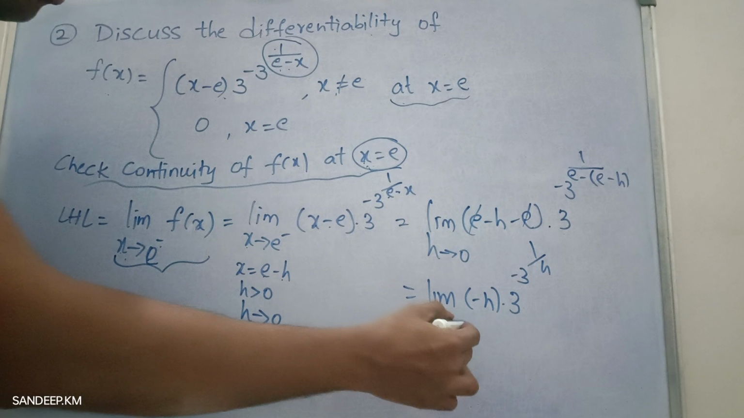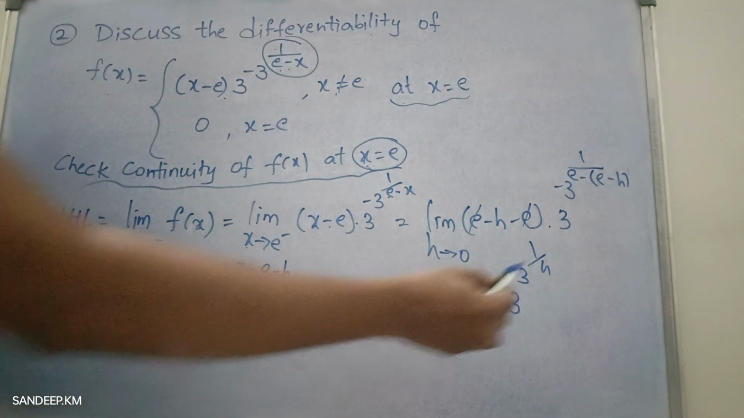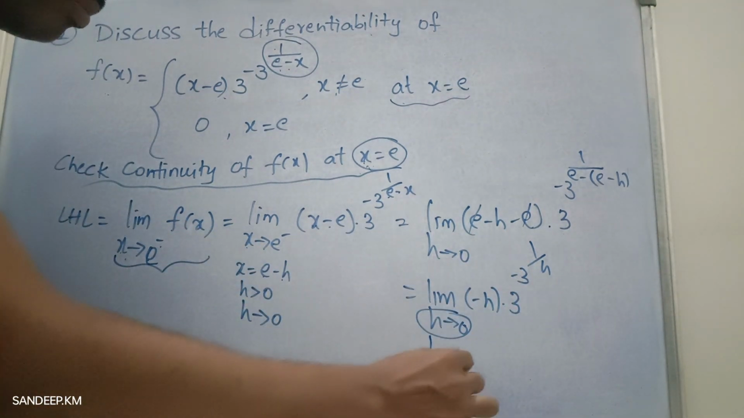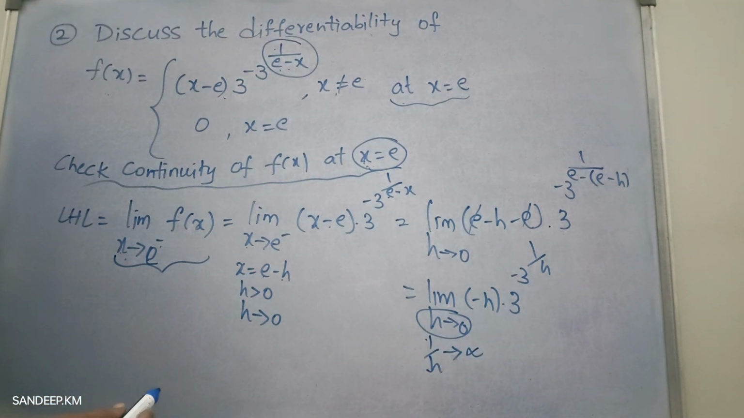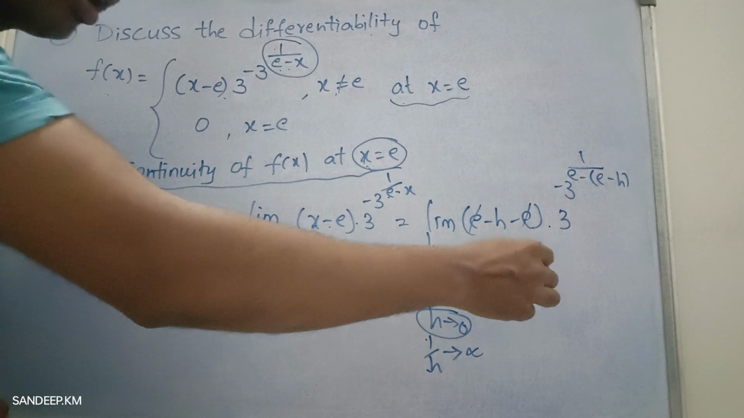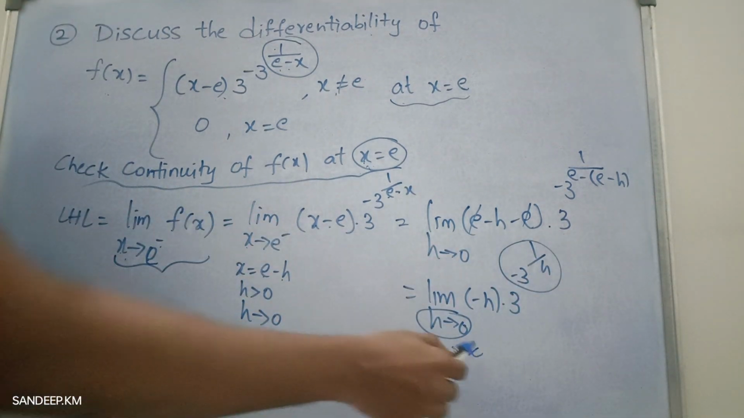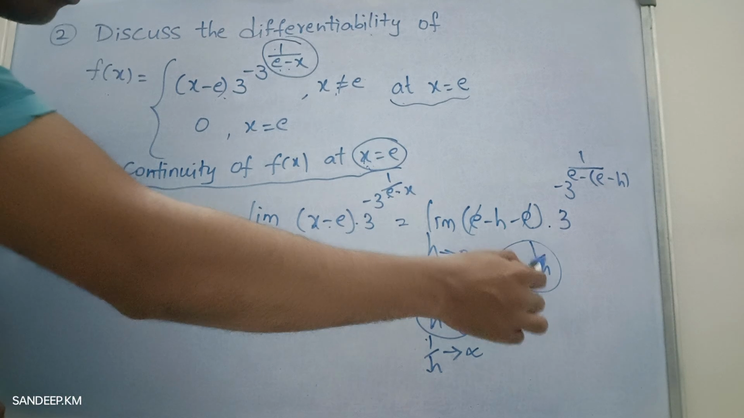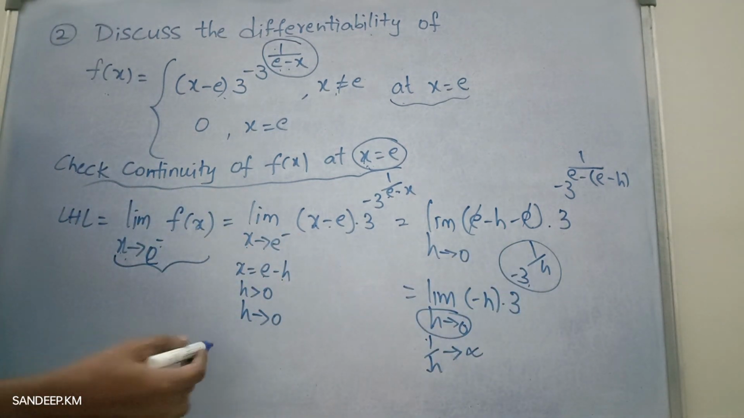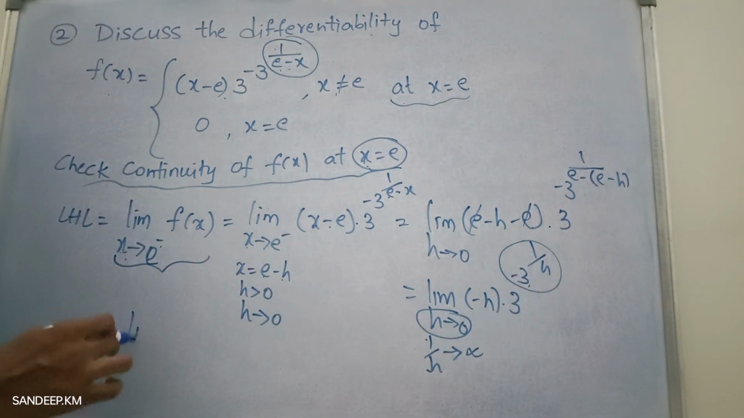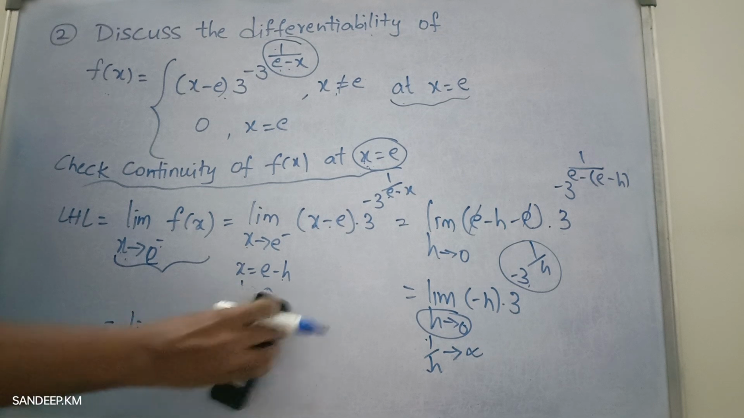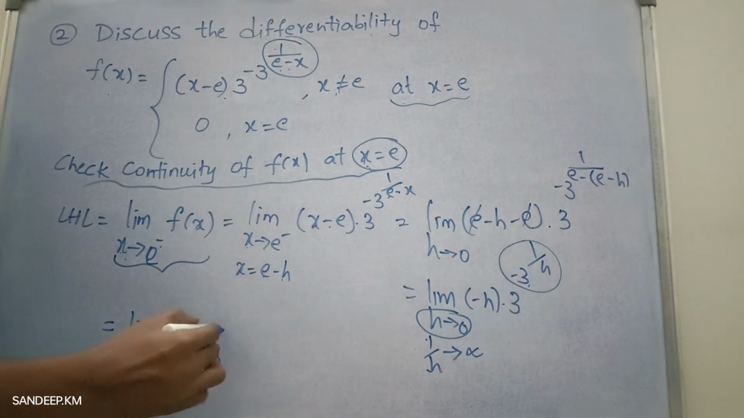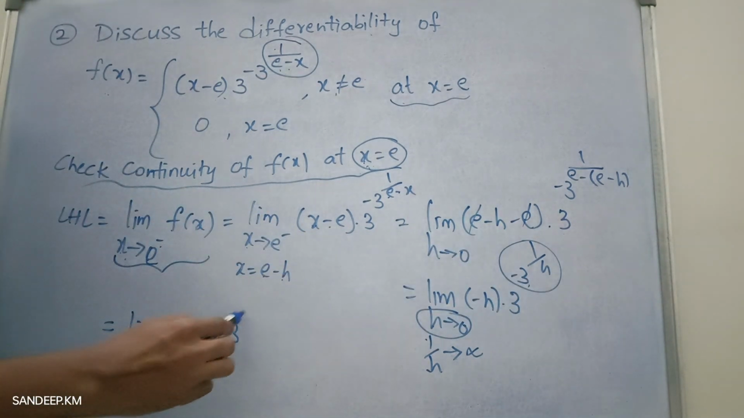Please observe one thing here. h is approaching 0, so 1 by h is approaching infinity. So what are we getting then? 1 by h is approaching infinity, right? What about minus 3 power 1 by h? So let me substitute that here. So it is equal to limit h approaches 0 minus h into 3 power, minus 3 power 1 by h is taking infinity.